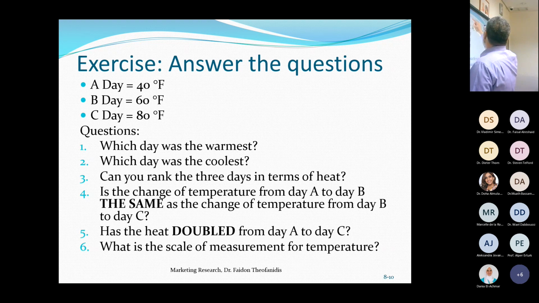Fahrenheit starts from 1, 2, 3, 4, 5, etc. Same. To move from 1 to 2 is the same as to move from 2 to 3. And the same for Celsius. You start from below zero, the negative degrees of temperature, starting from minus 20, minus 29, etc.